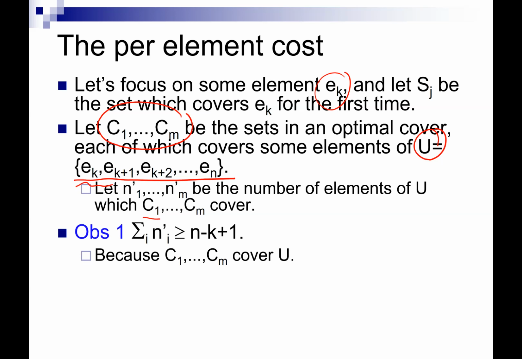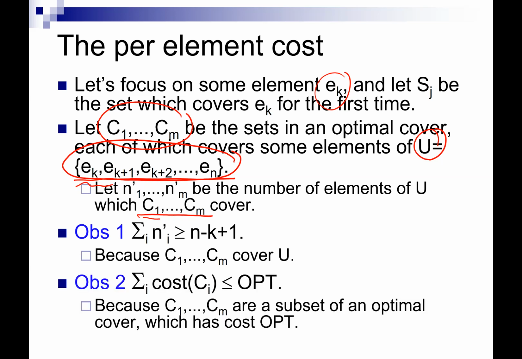Now, we're going to have several observations. So the first observation is that if you add up all of these ni prime values, this is going to add up to at least n minus k plus 1. And the reason is simply that these C1 up to Cm actually have to cover all of these elements, and there are n minus k plus 1 of these elements. So if you look at the number of elements that each one of these covers, and then you add those up, that's got to be at least n minus k plus 1.